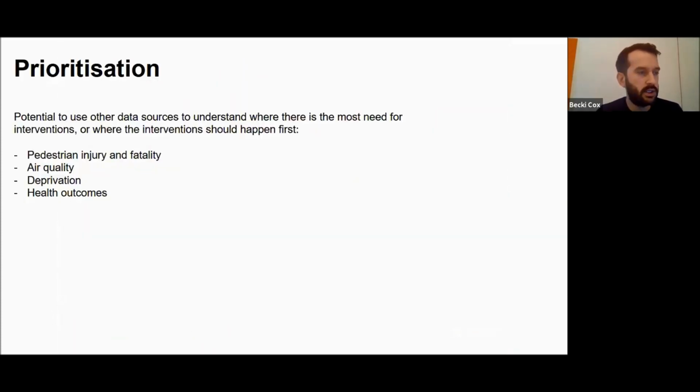And then finally, I'm just going to say something about prioritization, which also came up a lot. I think there's a lot of potential to use other data sources to understand where there's the most need for interventions, or where they should happen first and how they can be sequenced.